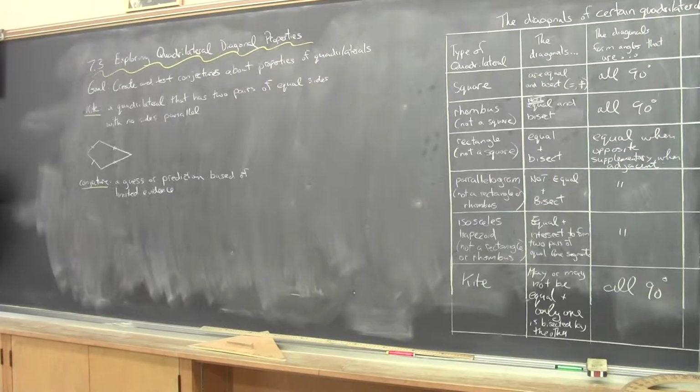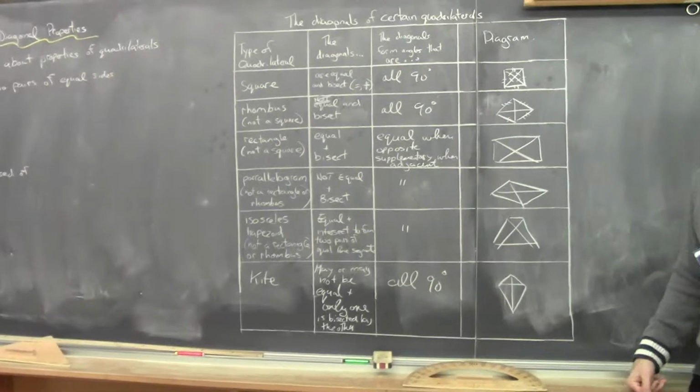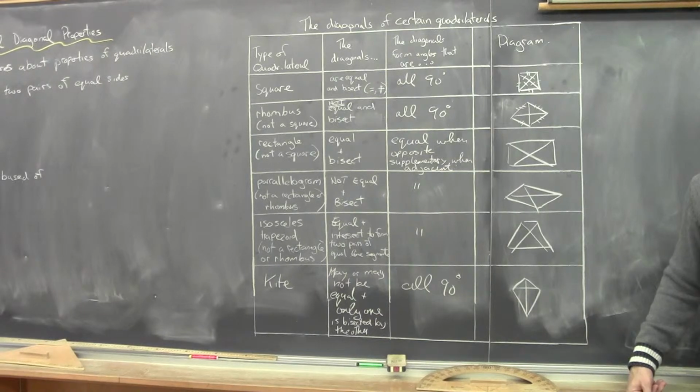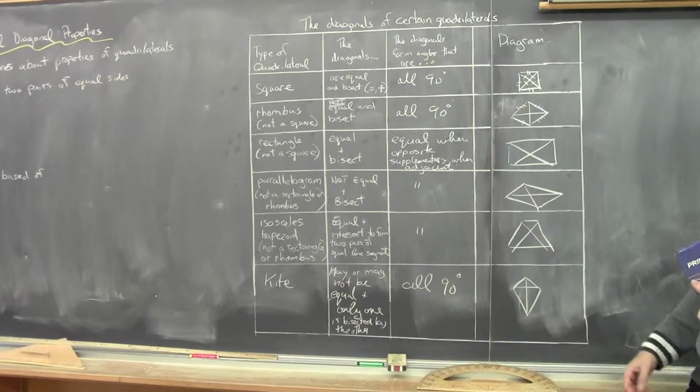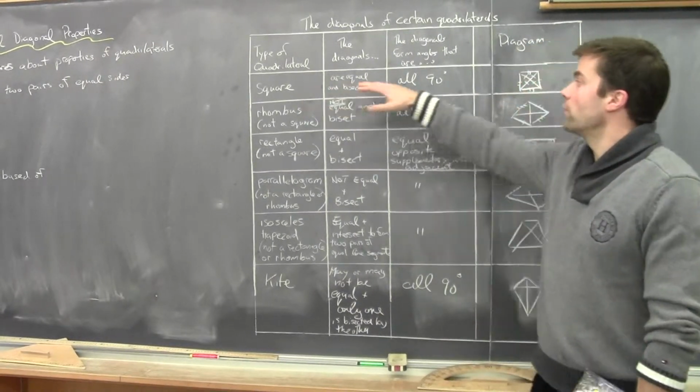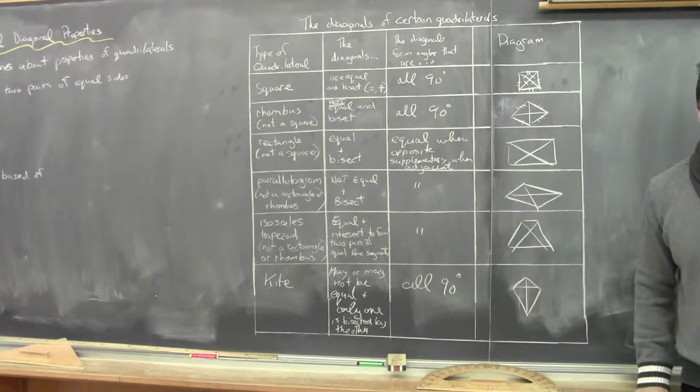Sadly, it is a kind of a situation here in math where sometimes we need to have these memorized. You don't need to. You can figure out the properties of each, but it makes things a little easier if you can memorize this. So be familiar with this table. What we're doing then is we're just going over the shape and then the particular properties of that shape.